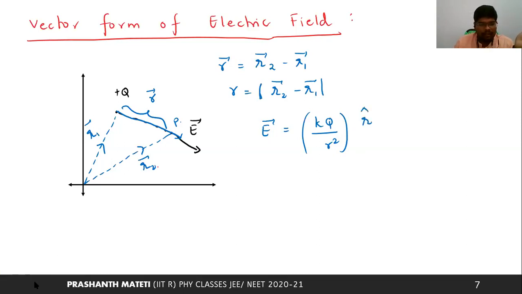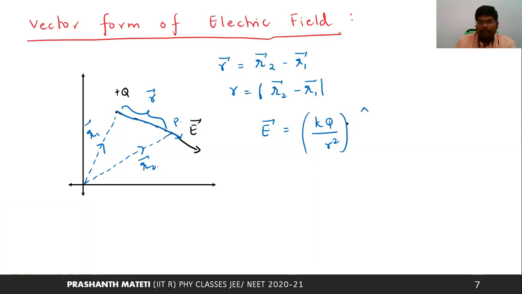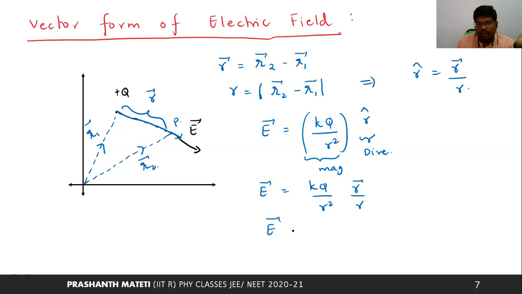So here, this is the magnitude and this is the direction. This is the vector notation, and we can re-modify it as we want. What is r cap? r cap can always be written as the vector divided by its magnitude. So we can also write the electric field as kq by r cube into the r vector.